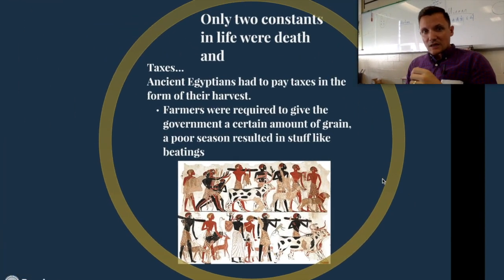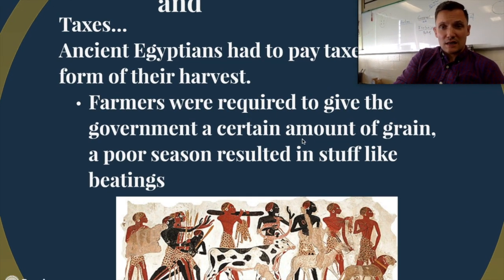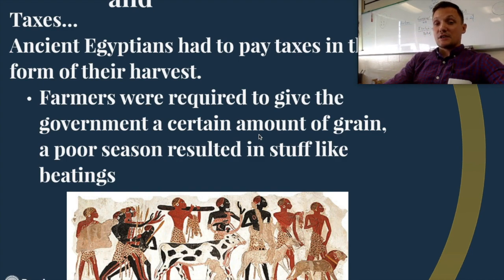So anyway, keep going forward, though. There are only 2 constants in Egyptian life: death and taxes, right? There was an efficient taxation system under the bureaucratic government in Egypt that was set up by Senusret. Don't forget that. The ancient Egyptians had to pay taxes in the form of their harvests, right? Because back during the ancient Egyptian time, they didn't have a standard form of currency.